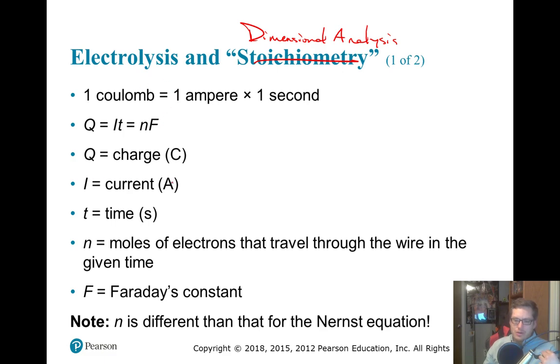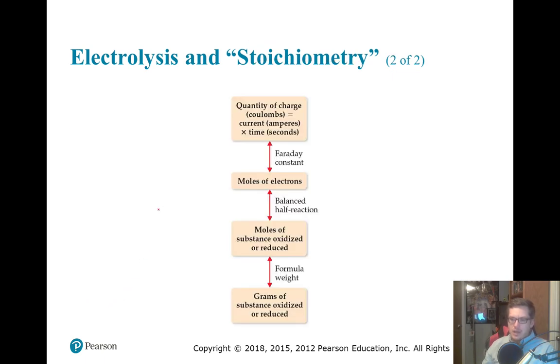I is your current in amps, t is your time. This n is different than the Nernst equation n, so beware. This n is the number of moles of electrons that travel through the wire in a given amount of time, and F is Faraday's constant. The stoichiometry here is just your little roadmap to help you figure out what to do with these units. If you keep track of your dimensional analysis, put what you need to cancel opposite of what you start with, and use all your ratios correctly, these problems aren't terribly difficult.